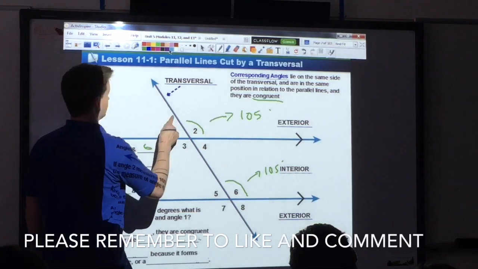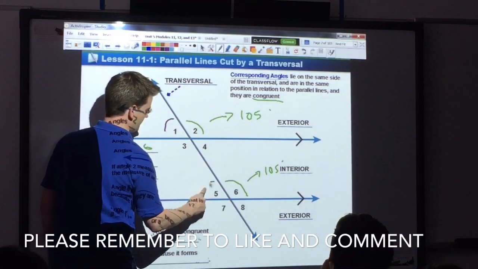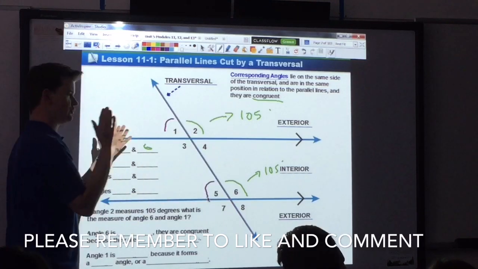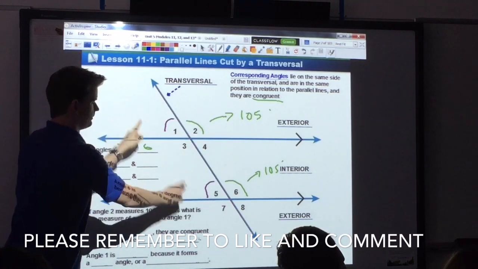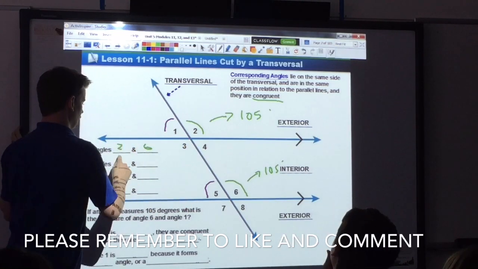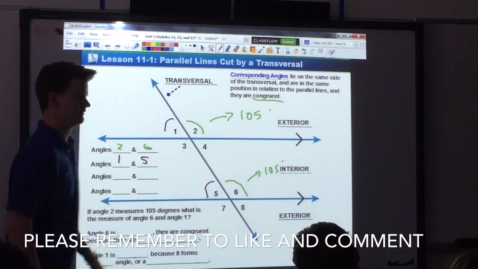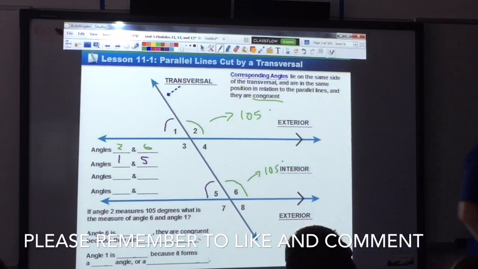1 and 5. Let's see. Okay. 1 and 5. They're both on the left side of the transversal. Good. They're both above their respective parallel lines. Good. They are both acute angles, which means that they are congruent. 1 and 5 are correct.